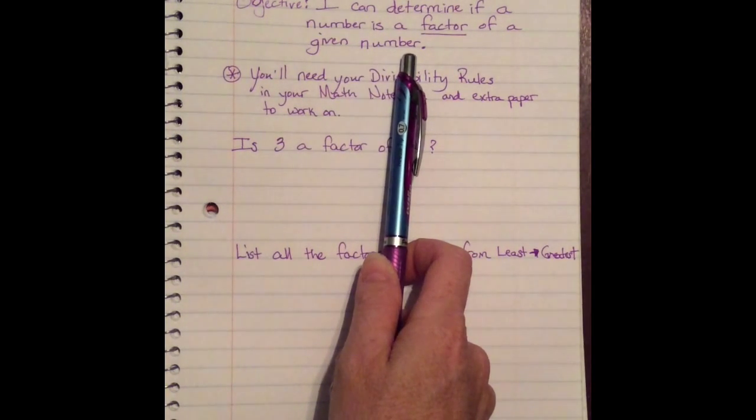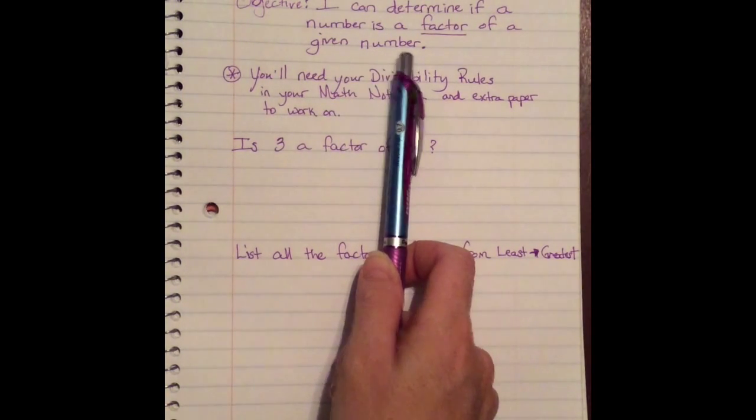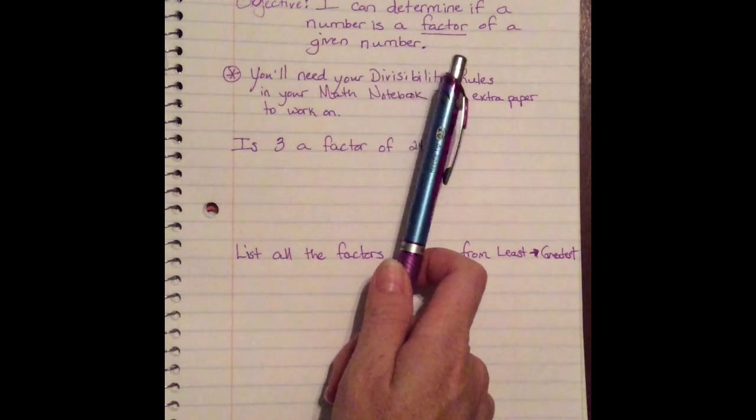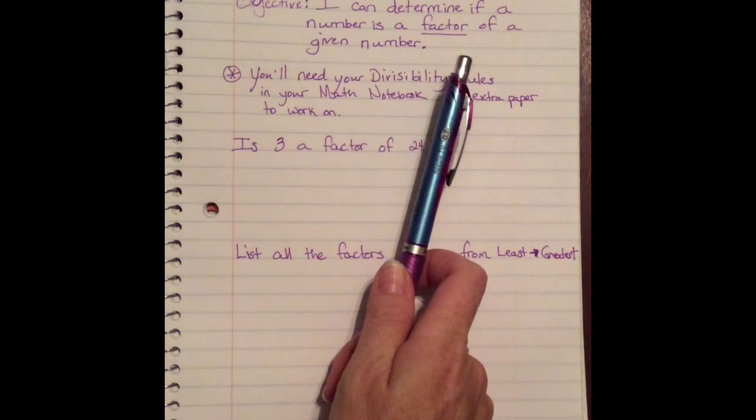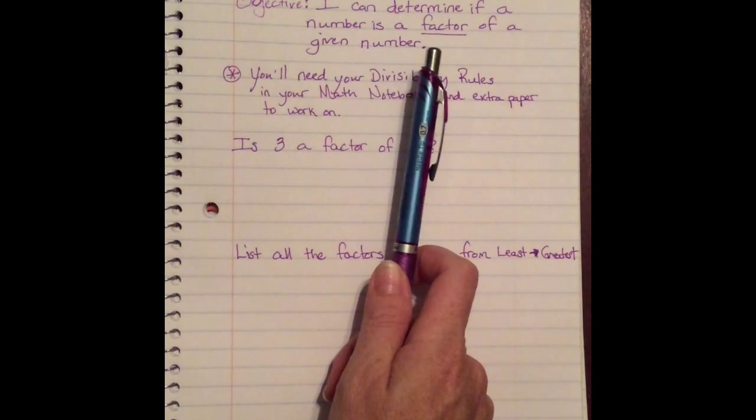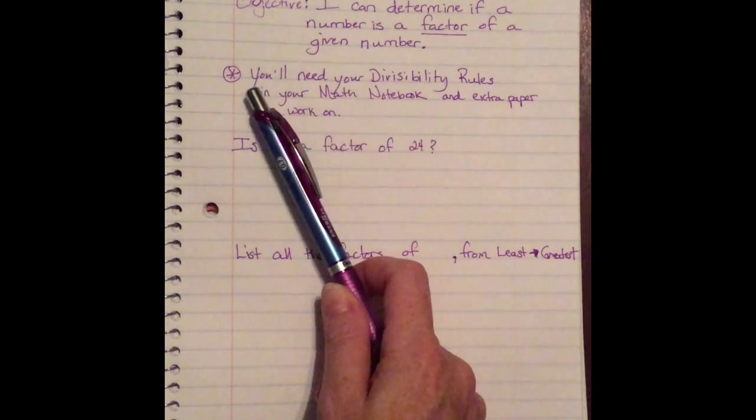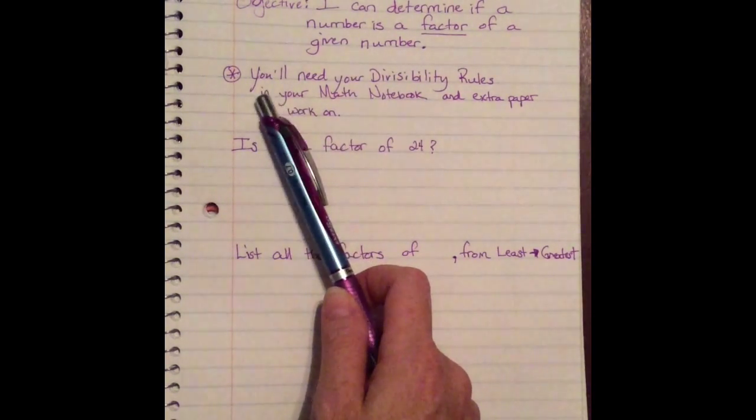On Friday we said that factors are two numbers that you multiply together in order to get the product, and that the product is what we call the answer in a multiplication problem. You wrote those notes in your math notebook, or at least you should have.